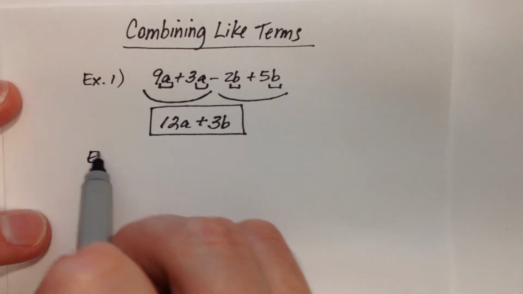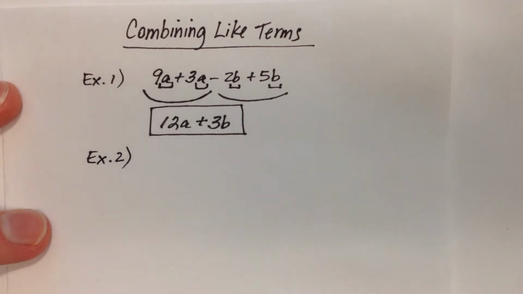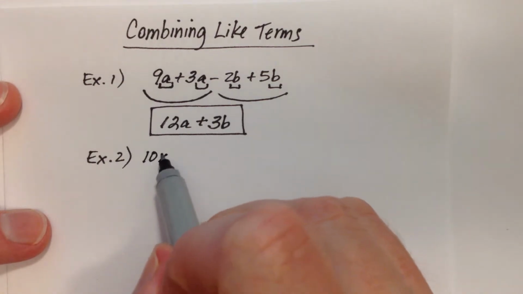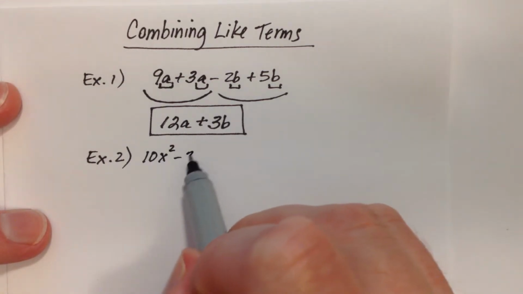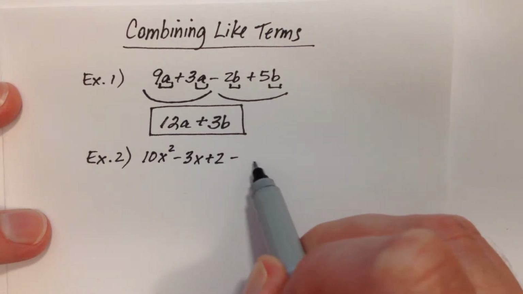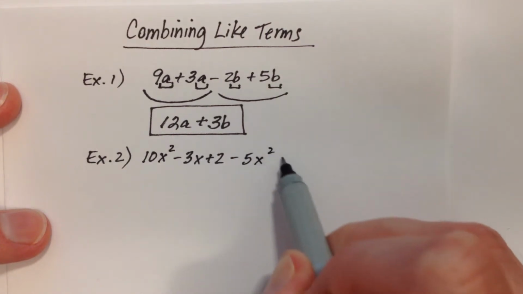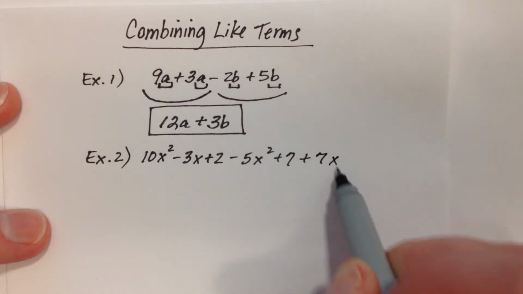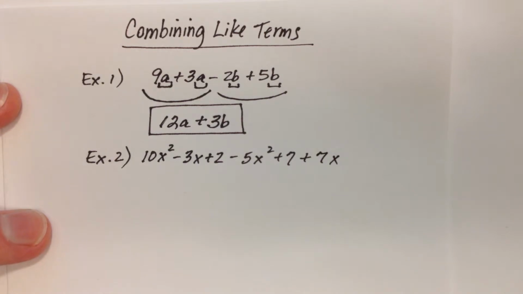Okay, so let's try something else. Let's try something with only one variable but multiple exponents on those variables. If I have something like 10x squared minus 3x plus 2 minus 5x squared plus 7 plus 7x. Okay, we got tons of terms here, lots of them. But don't worry, because all we have to do is combine the like terms.